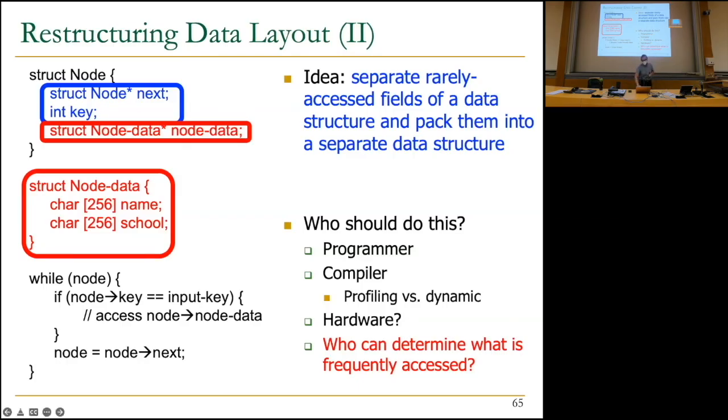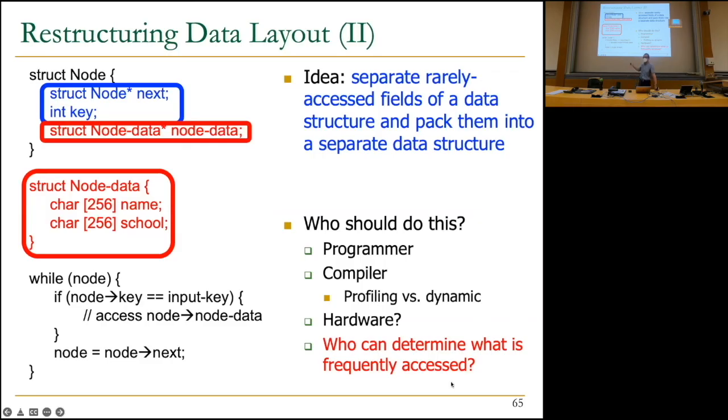And who can determine what is frequently accessed? Of course, when the hardware does it, they don't change the program usually, right? You could, with a binary translator, rewrite the program, rewrite the binary at least, for the next execution potentially, right? And that is done with binary translators today, actually. But you could do it also under the hood without changing the program at all. So the question is, who can determine what is frequently accessed? And that's a tough question.